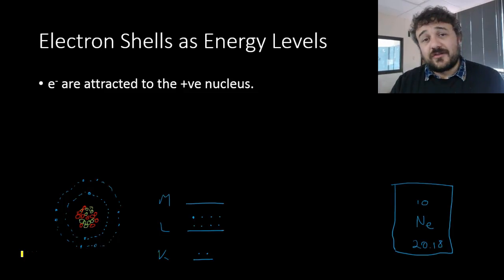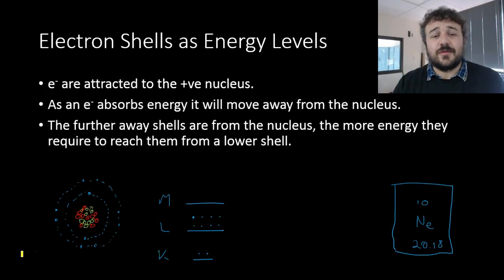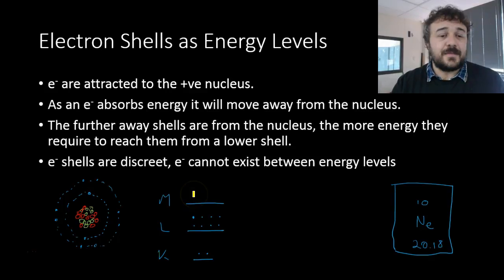So as we know, electrons are attracted to the positive nucleus because they are negative. And as an electron absorbs energy, it will move away from the nucleus, but it is attracted to the nucleus, so this is not stable. The further away shells are from the nucleus, the more energy required to reach them from a lower shell. So in other words, it's easier to get this electron up to here, it's harder to get the electrons up to here. So electron shells are discrete.